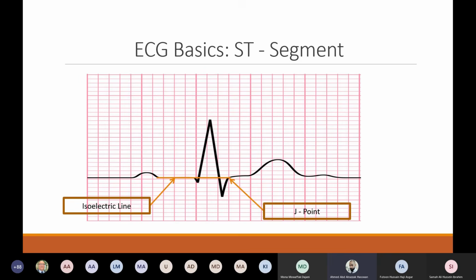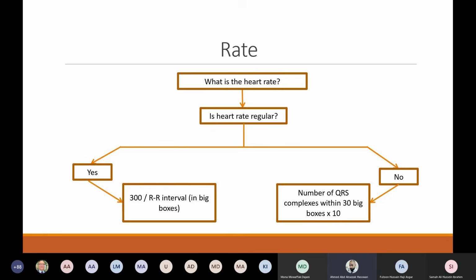Now, let's start the actual interpretation of the ECG. The rate. We said we have 5 points we have to comment on, which are the rate, rhythm, axis, then abnormal findings, then finally the diagnosis. Now, as for the rate, to detect the rate we have to ask a question first. Is the heart rate regular or irregular? Now, why are we saying this?